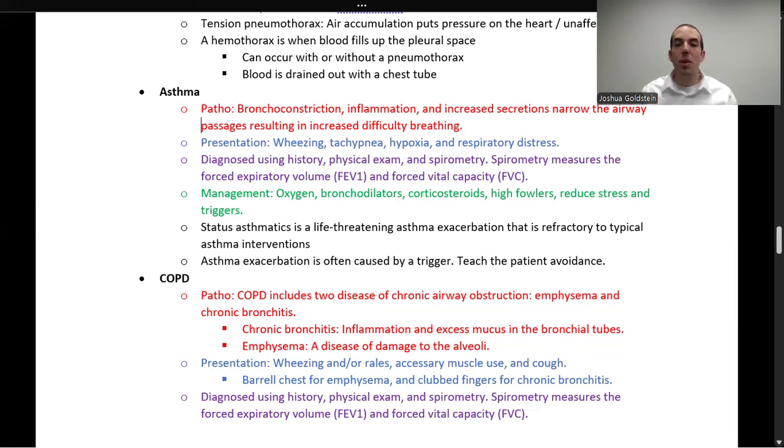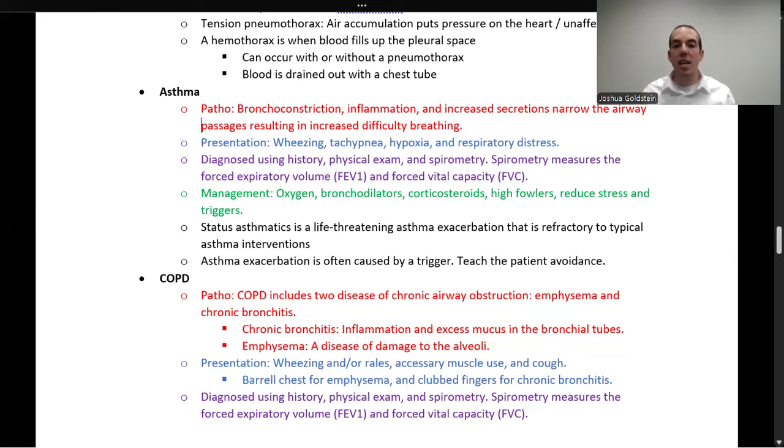The presentation of COPD is wheezing and/or rales, accessory muscle use, and a cough. Now, a few specific things. Barrel chest is something you'll see in your textbooks as a sign of emphysema, and clubbed fingers is a sign of chronic bronchitis. Just some specific signs there. I did see this in quite a few test banks, so you should definitely know that. But generally, the symptoms are going to be wheezing, accessory muscle use, meaning they have to actually put more effort into breathing, and a cough.